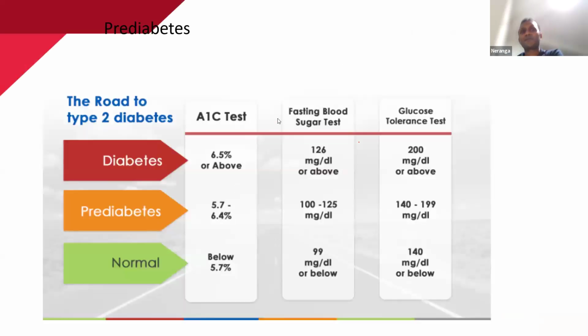So there is diabetes, pre-diabetes, and normal. If the fasting blood sugar is less than 100, it is normal. If it is more than 126, it is diabetes. But in between, it is impaired fasting blood sugar or pre-diabetes. So always do other tests like HbA1c and glucose tolerance. You don't do glucose tolerance routinely, but you can do HbA1c.